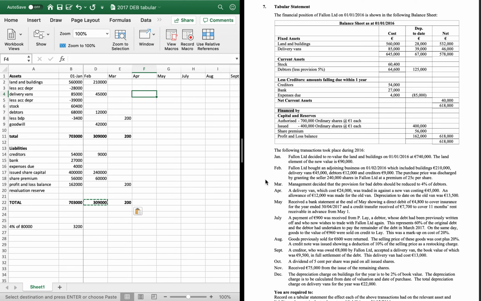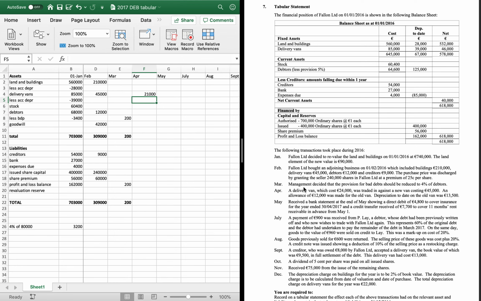But anyway, the delivery van had cost 24,000 and it was traded in against a new van costing 45. So it's going to be minus 24,000 plus 45,000. So take away the one you don't have, add on the one that you've bought. So delivery vans are going to go up by 21,000 once that transaction has taken place.